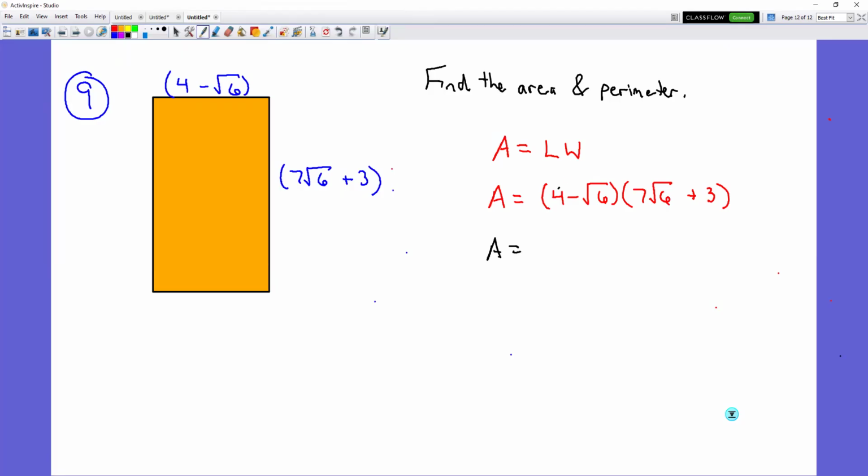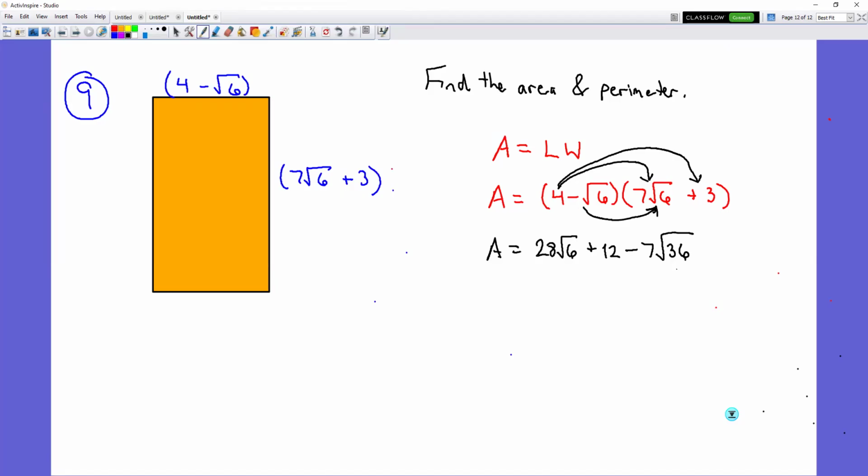So we're going to have 4 times 7 square root of 6. And so 4 times 7 is 28. So we're going to have 28 and then square root of 6. Then the next thing we'll have is 4 times positive 3. So 4 times positive 3 is going to be a positive 12. So we can write that right there. Then for the next part, we have negative square root of 6 times 7 square root of 6. So basically, that's going to be a negative. It's going to be a 7 on the outside. And then it's 6 times 6 on the inside. So it's going to be 36 on the inside.